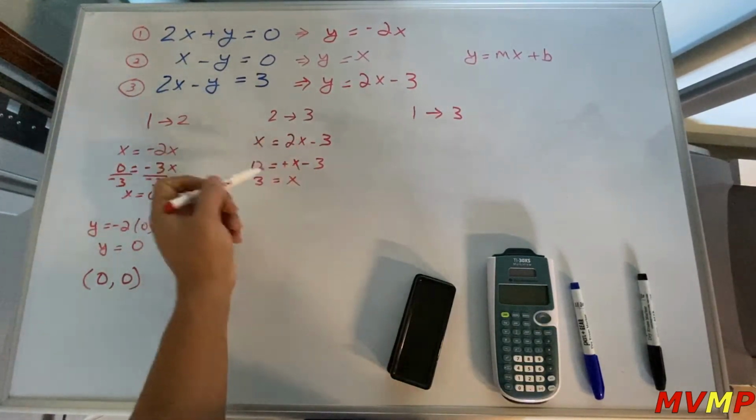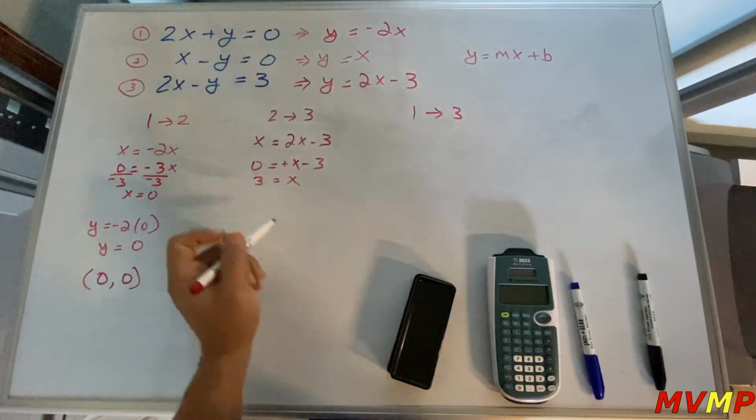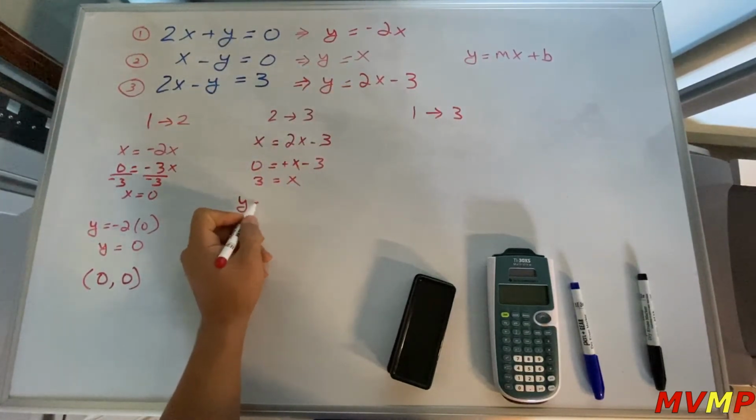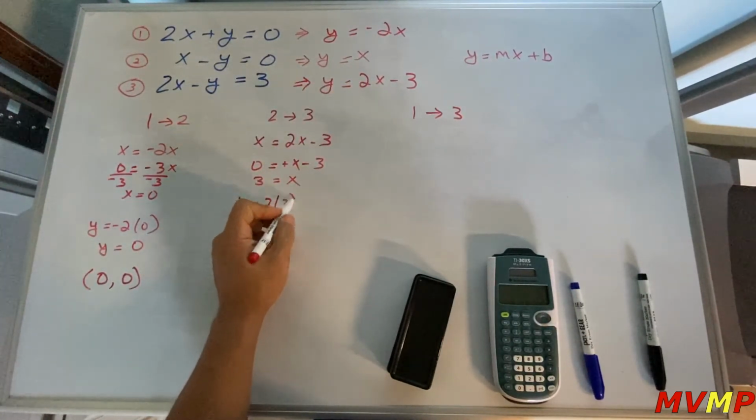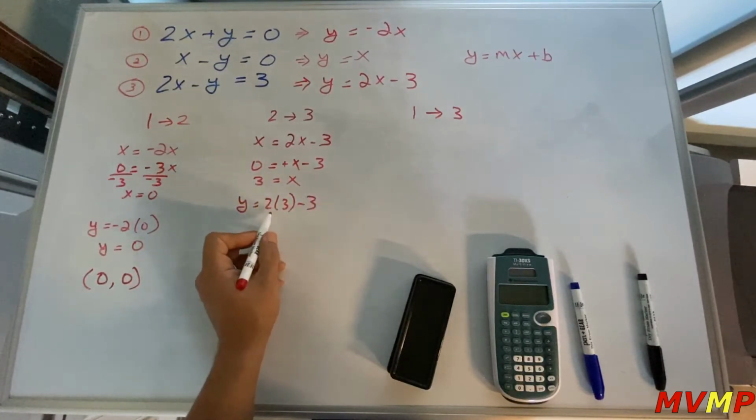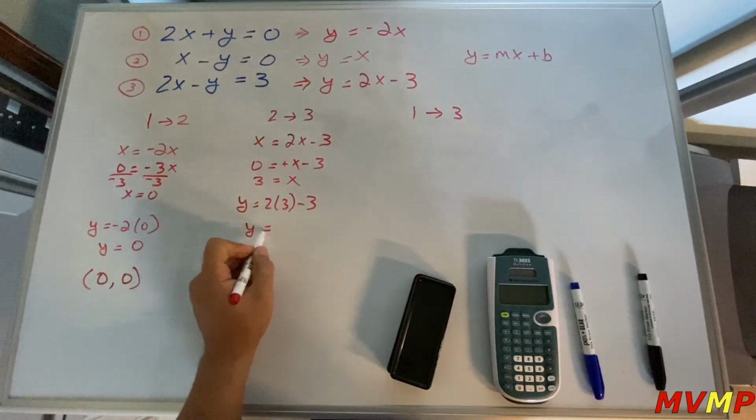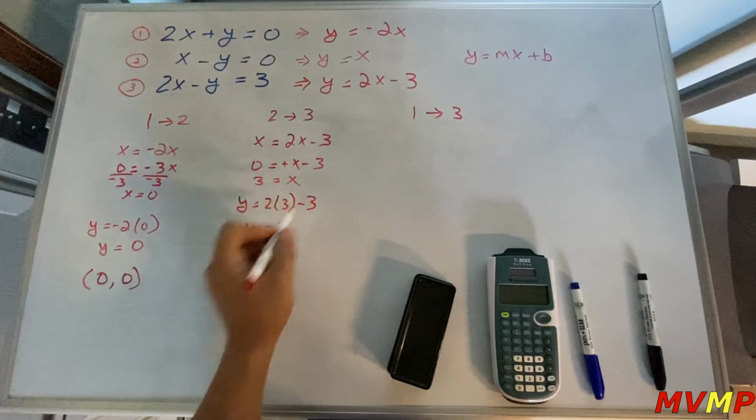And then now you plug this into 3. So then you get y equals 2 times 3 minus 3. You get 6 minus 3. So your y is 3. So we have 3, 3.